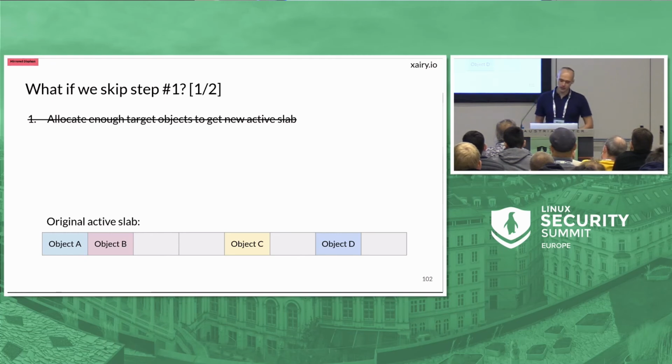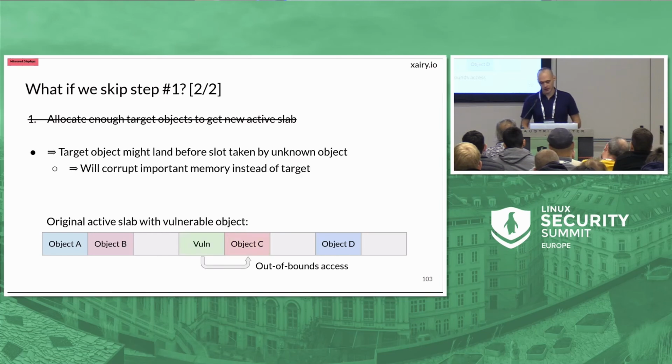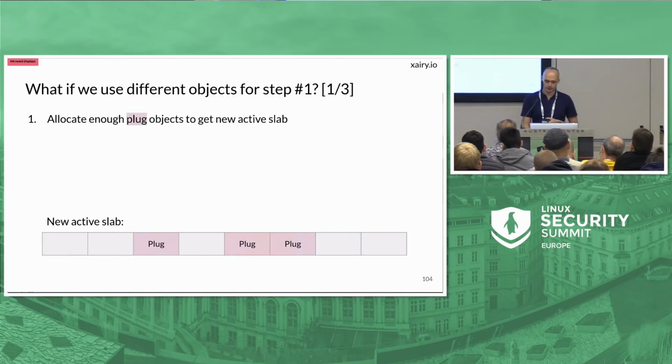So this could be the original state. We could have some original active slab before we started our slab shaping, and it has some allocated objects from the previous kernel operation. And it can happen that once we allocate a vulnerable object, it just gets placed before one of those previous kernel objects, and we fail to corrupt target because we end up corrupting some other kernel memory, which is bad. This is why we do this first step of filling the holes and creating a new active slab that only contains target objects.